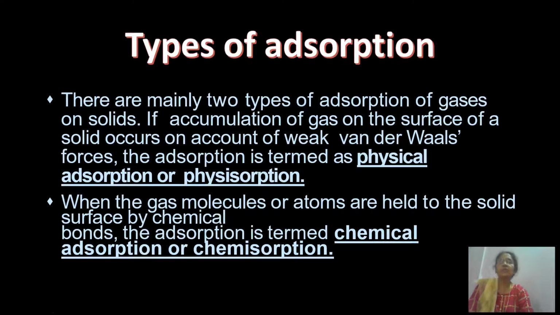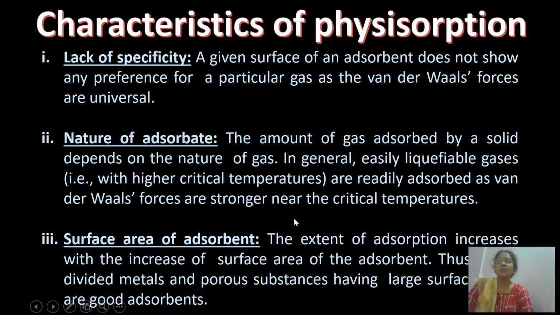Types of adsorption. Adsorption is mainly of two types, physical adsorption and chemical adsorption. In physical adsorption, the force of attraction is weak, while in chemical adsorption, the force of attraction is strong, that is, a chemical bond. These are the main characteristics of physical adsorption.